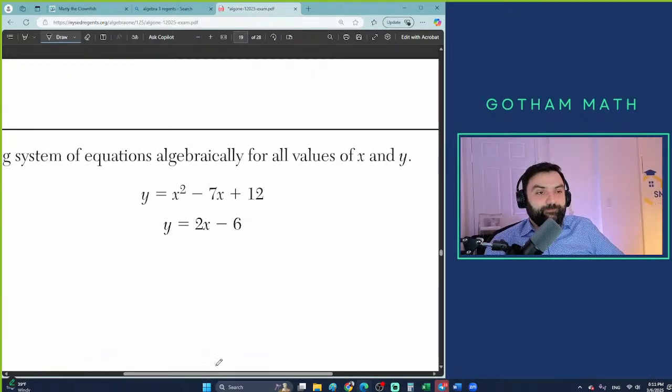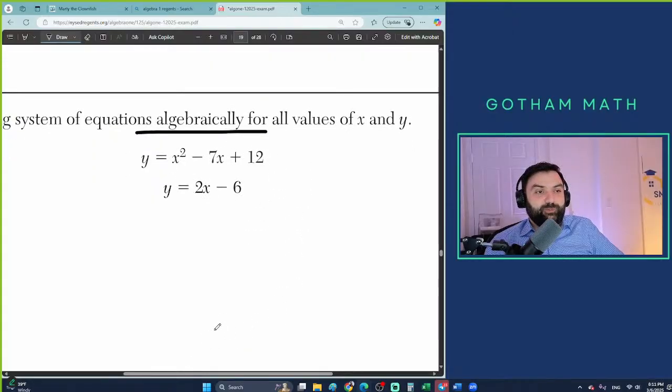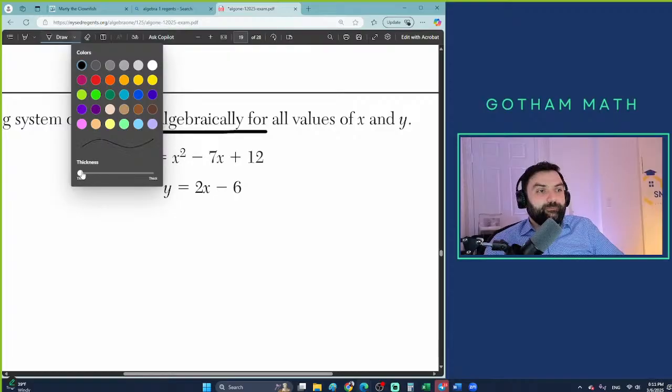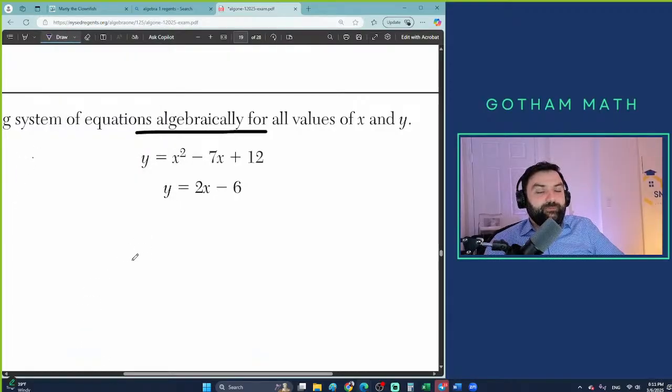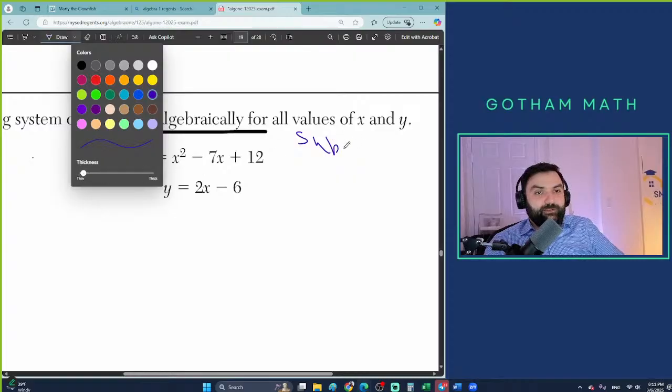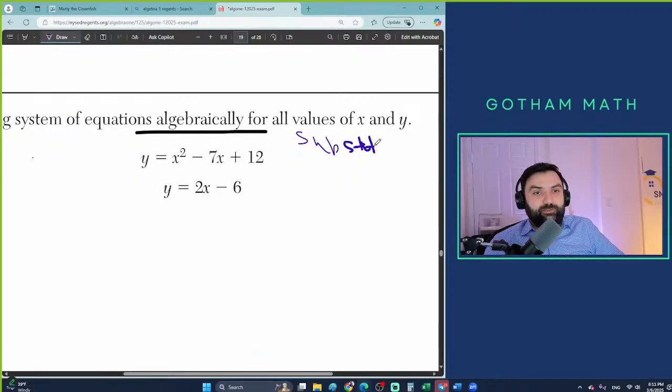What do we do here? We have to solve algebraically, so we can't just put it in the calculator. So I want to switch to blue. Okay, so what are we going to have to do? We're going to use something that's called substitution. What are we going to substitute where? We're going to take that quadratic, since it equals y, and we're going to substitute that y with our quadratic.